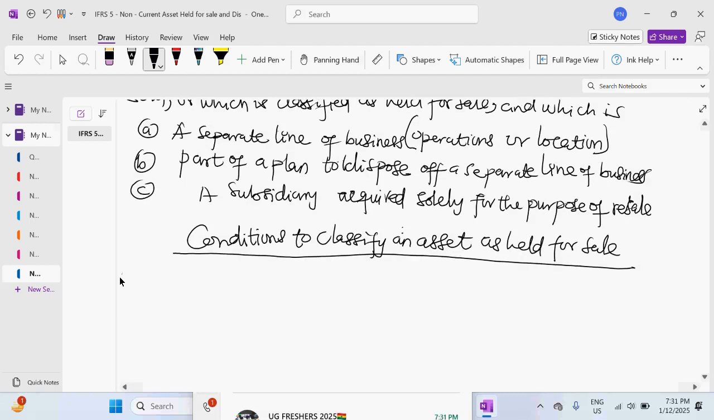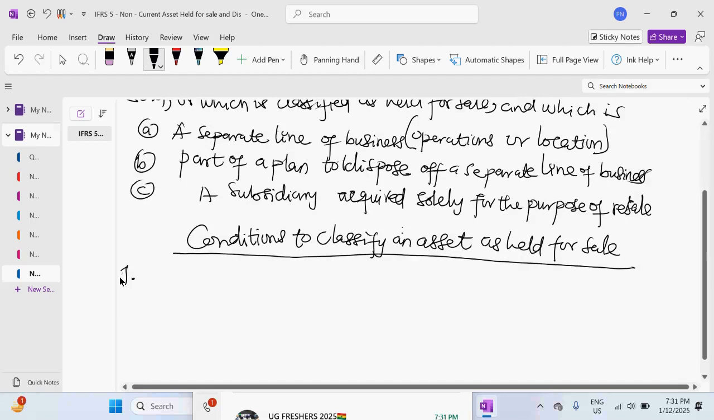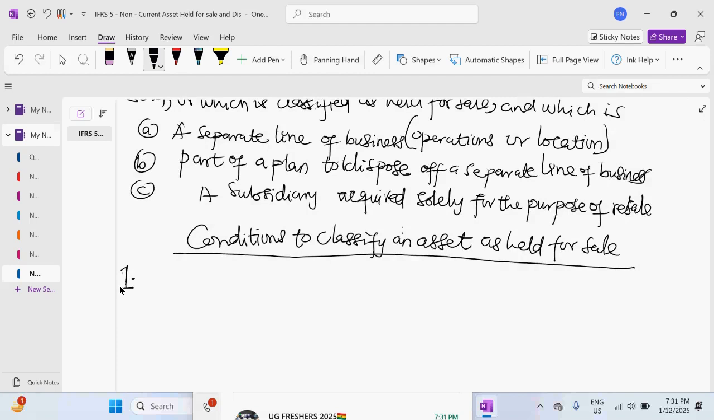So what are the conditions? Before you classify an asset as held for sale under IFRS 5, these conditions must be present. What is the first condition? One, the asset should be available. The asset is available for sale.